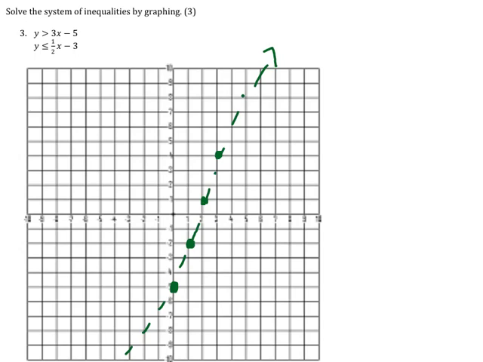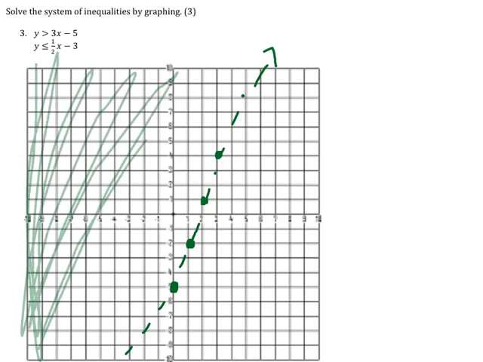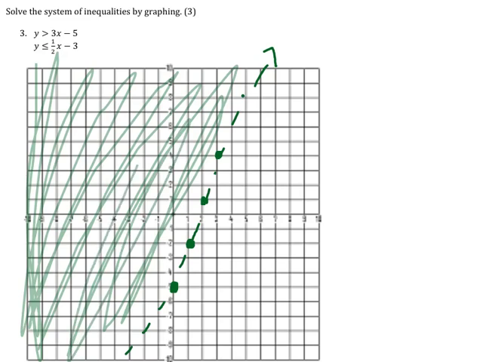And then we have to remember to do the shading. If it's greater than, you'll shade above the line. If it's less than, you'll shade below the line. So here we will shade above the line because it's y is greater than.